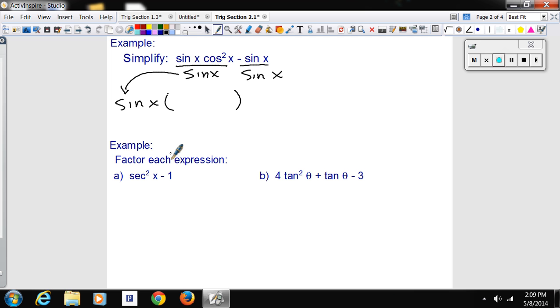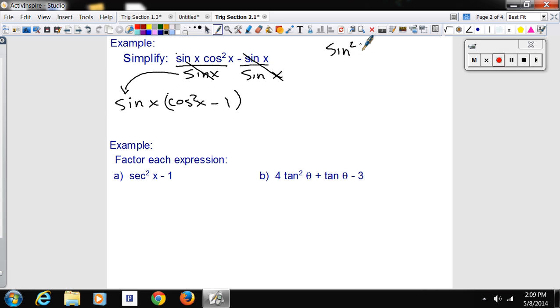What's going to be left over on the inside? The sines would cancel out. I'd have cosine squared. And then these would cancel out. What would I have? Just 1. So cosine squared minus 1. It says simplify, so this could be done if there's nowhere else we could go. If there's nothing else that we could do to make it smaller, you could be done. But we need to check.